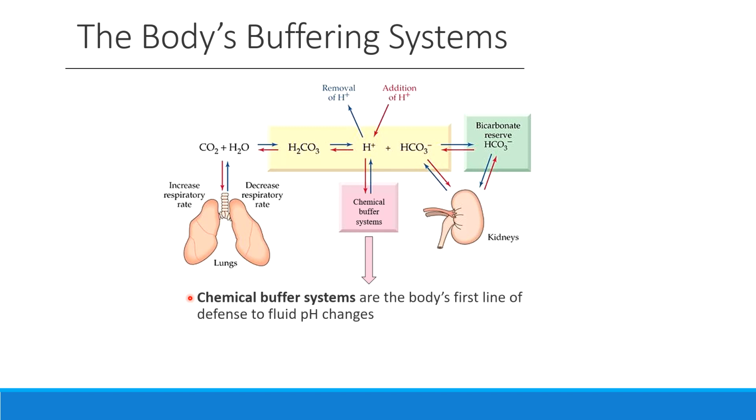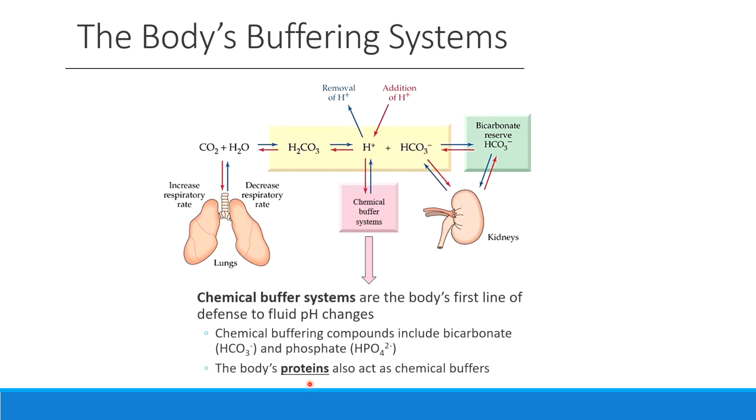The first kind of buffering system we're going to talk about are the chemical buffering systems. We're mentioning this one first because, again, it is that first line of defense. Chemical buffering systems rely on things that are already present in the body. So this is going to be things like bicarbonate or phosphate inside your cells. We can change the forms of these 2 chemicals to either absorb or release hydrogen as needed. But your body's proteins also act in a similar way. They're going to absorb or release hydrogen ions as there are changing conditions inside your body.